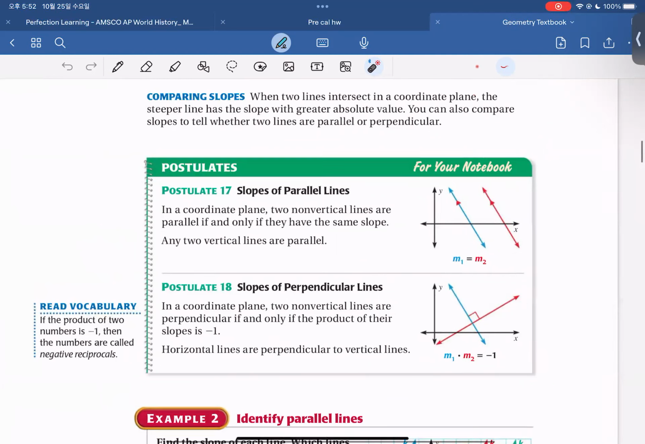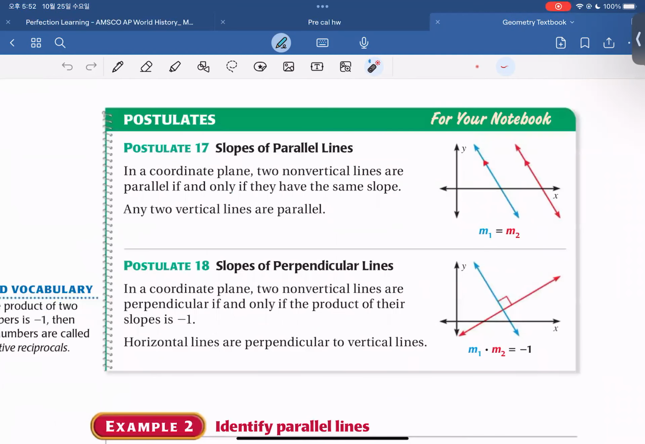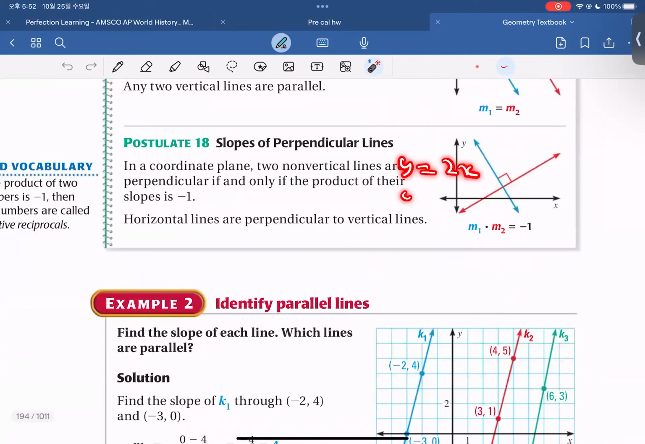Looking at the slopes of parallel lines, in a coordinate plane, two non-vertical lines are parallel if and only if they have the same slope. So something like y equals 2x or y equals 2x plus 4 would be parallel lines because they have the same slope, even if their y-intercept is different. And for the slopes of perpendicular lines, something like y equals 2x and y equals -1/2x would show the relationship of perpendicular lines. And we can just tell that by looking at the slopes.